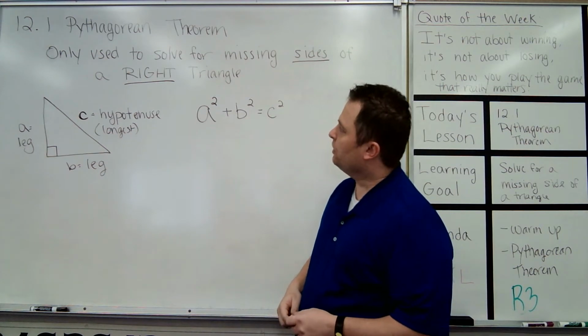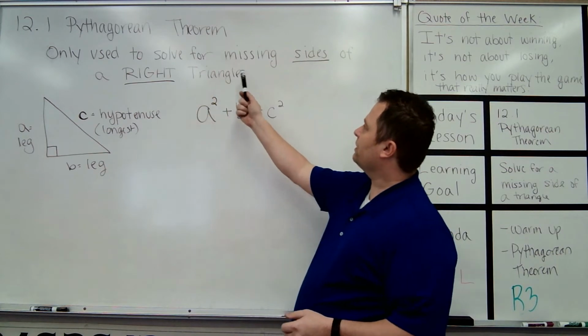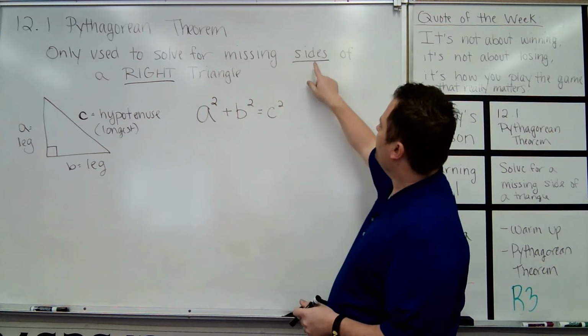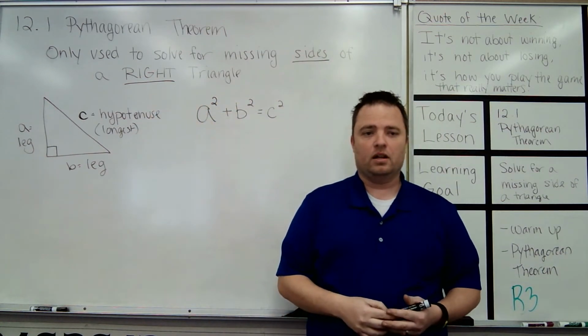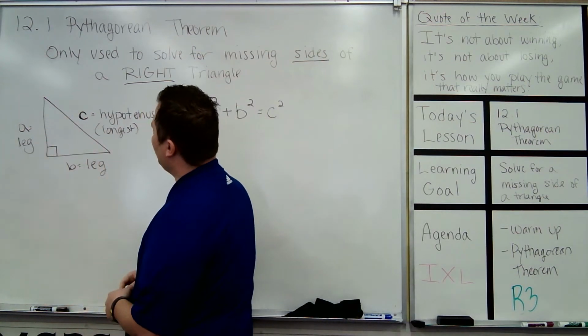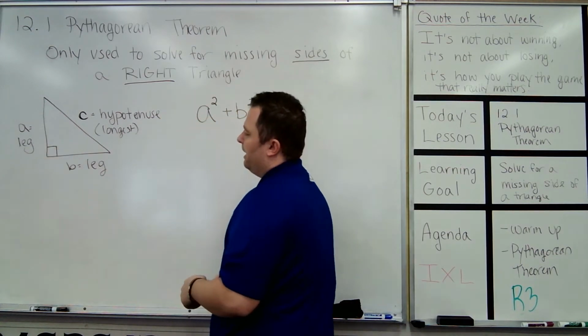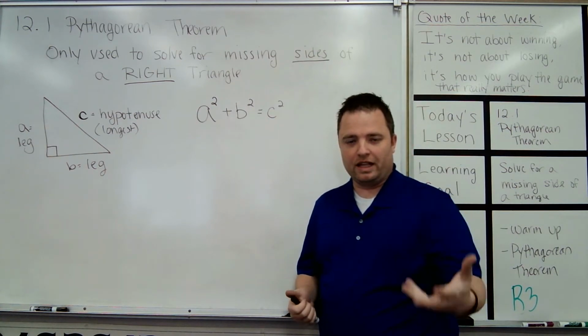And what it has to do is with right triangles. As a matter of fact, it's only used to solve for missing sides of a right triangle, meaning you can only find a missing side and only of a right triangle. Okay? So what exactly is a right triangle? Well, suppose this is a triangle. A right triangle is a triangle with a right angle in it, meaning you have a box down here in the bottom corner in one of the corners, and it tells you that one of the angles is 90 degrees.